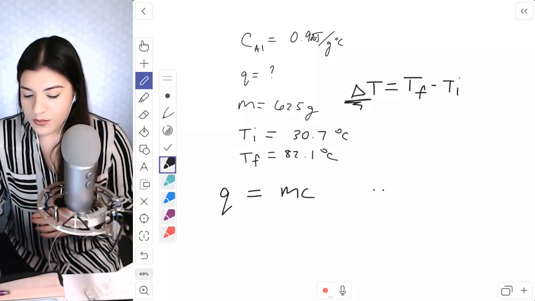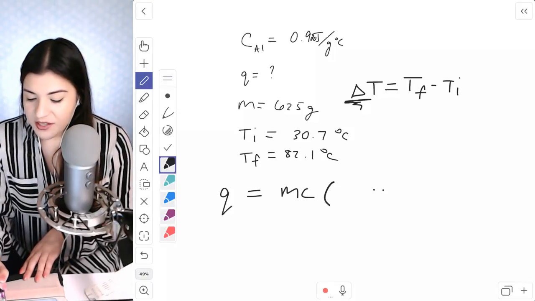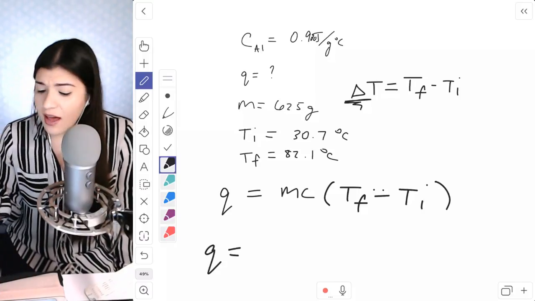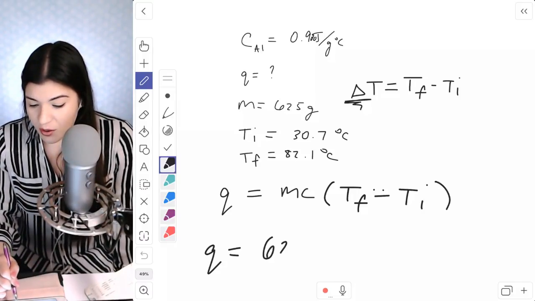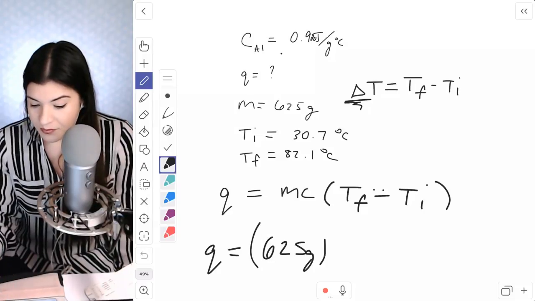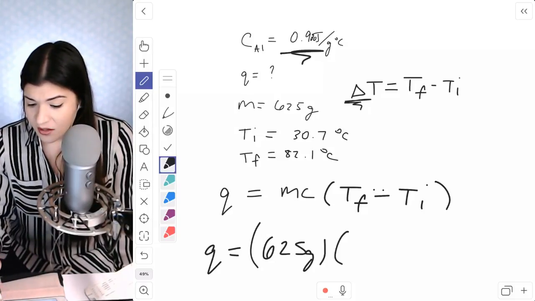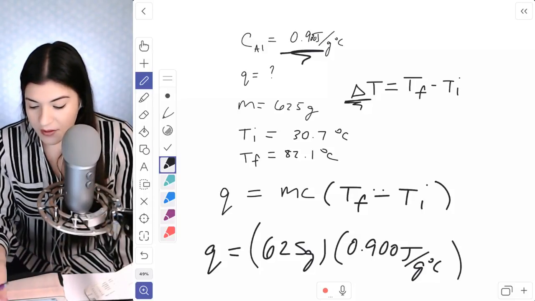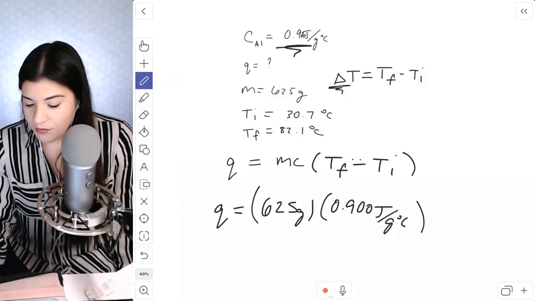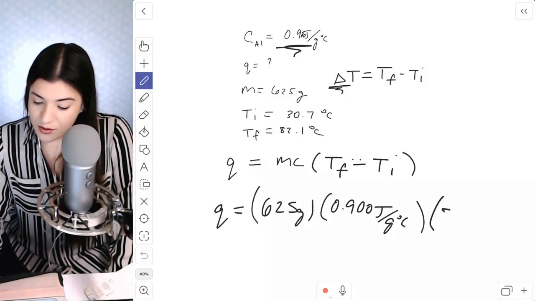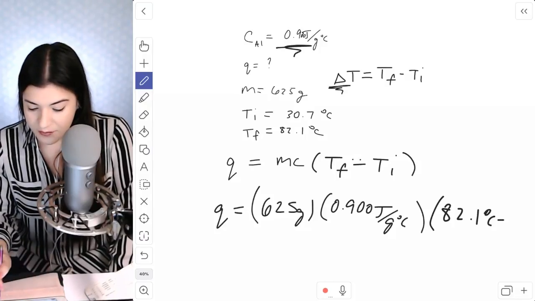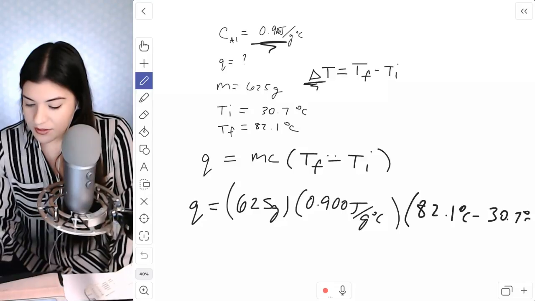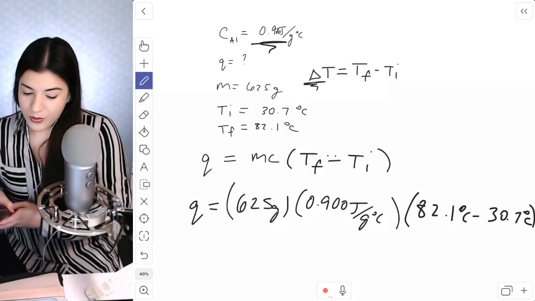There we go. Okay. So I'm just going to plug everything in, but I'm going to change this to T final minus T initial. Plug in everything that we're given. So we're given our mass, our specific heat, which is C, so 0.900 joules per gram Celsius. And then we're also given our final and initial temperatures, so 82.1 Celsius minus that 30.7 degrees Celsius.